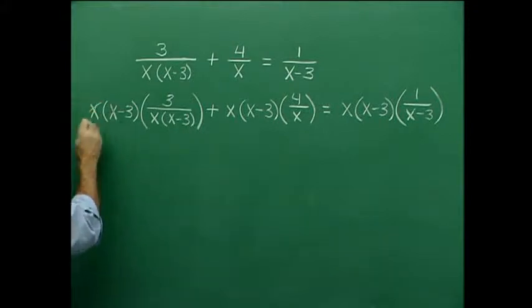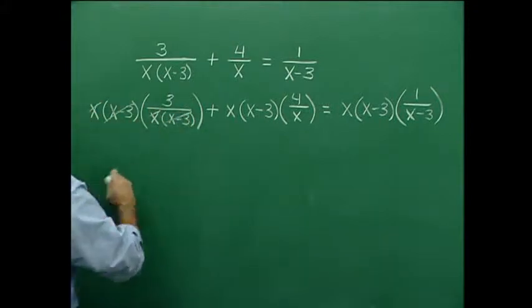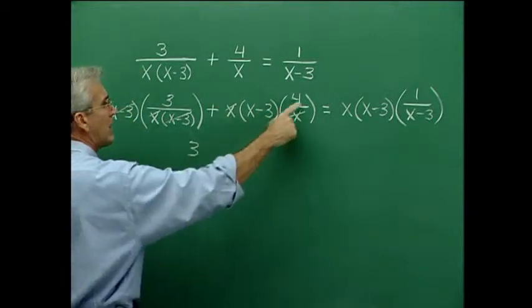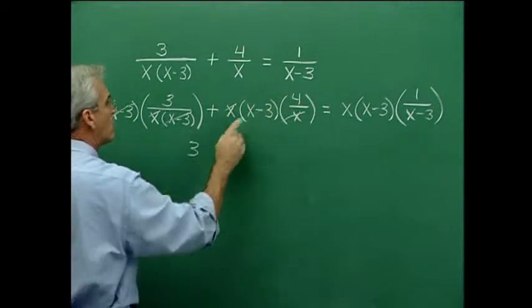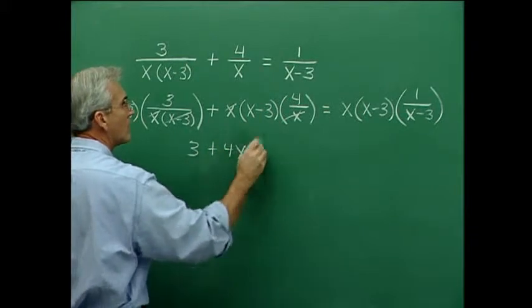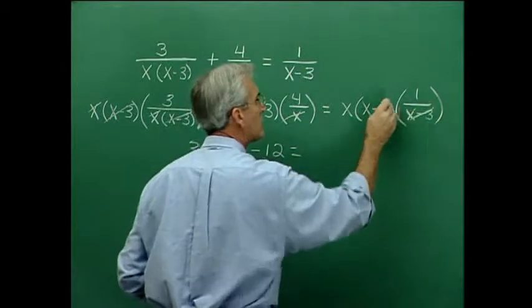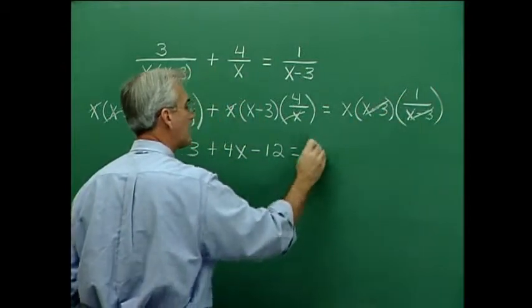All right, let's see. The x's go out here. We have x minus 3's going out here, so we have simply 3. The x's go out here. We have x minus 3 times 4. Well, that's 4 times x, 4x. 4 times minus 3, minus 12. And on the right, the x minus 3's go out, so we have 1 times x, x.